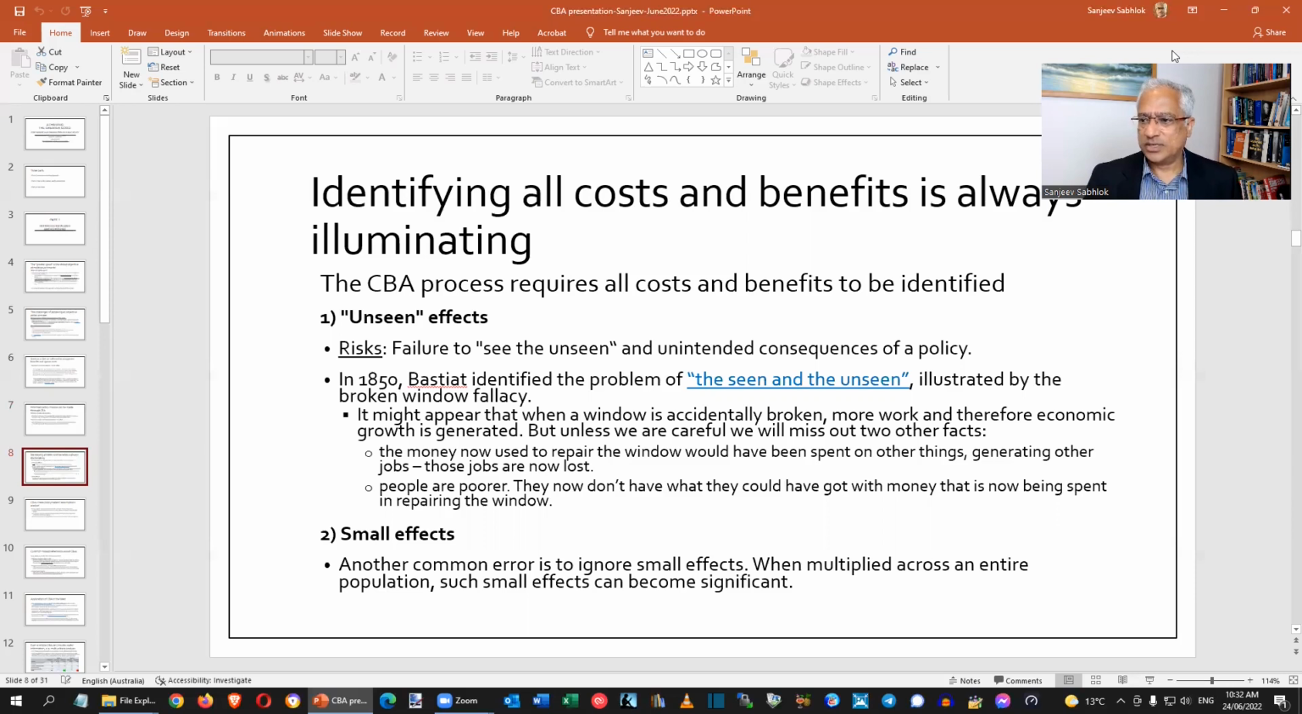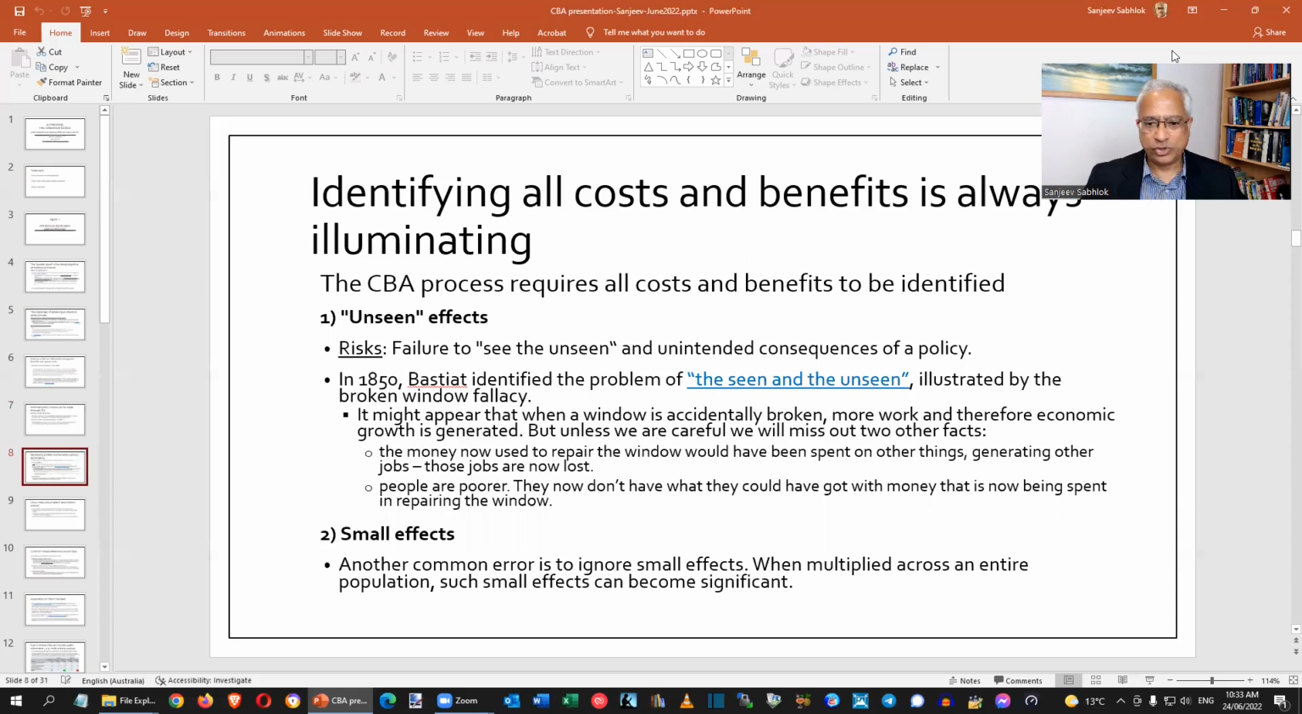One of the best ways to understand the unseen is the broken window fallacy. Many of you might have heard of it. If not, read Frédéric Bastiat, 1850. He wrote this book in which he talks about the seen and the unseen, and gives an example: a window is broken. And so people think that now the window is broken, it's a great thing to happen.